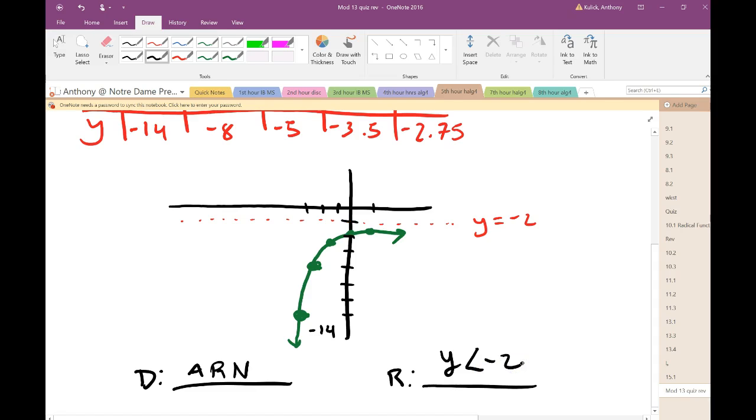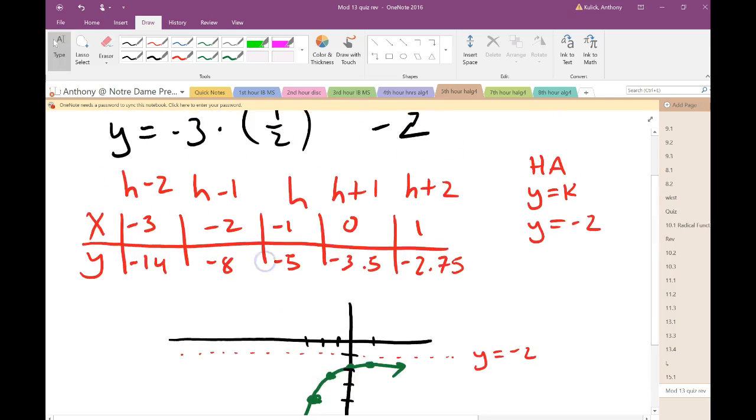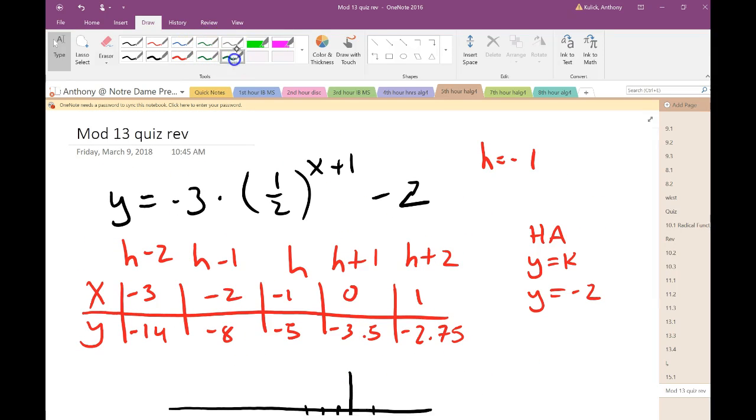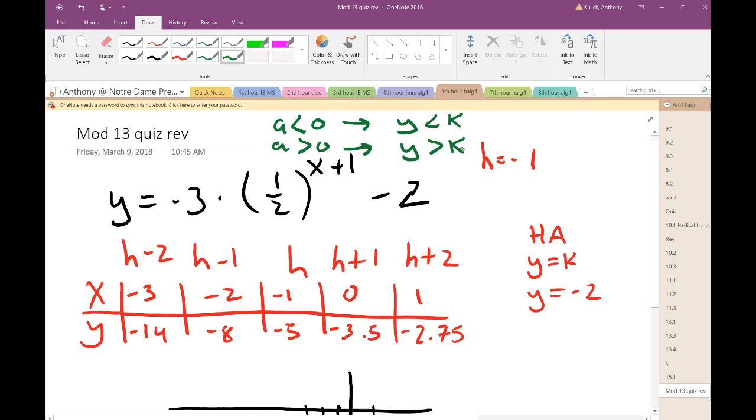That's a little risky, though, because if I make a mistake on my picture, I might get the range wrong also. How can I tell that from looking at the equation? Well, if the a value is less than 0, the range is y less than k. If the a value is positive, greater than 0, then the y value is greater than k. Everybody's okay with that idea? So you can use that rule to get it straight from the equation, or you could look at the picture and see which side of the asymptote all of your points are on.